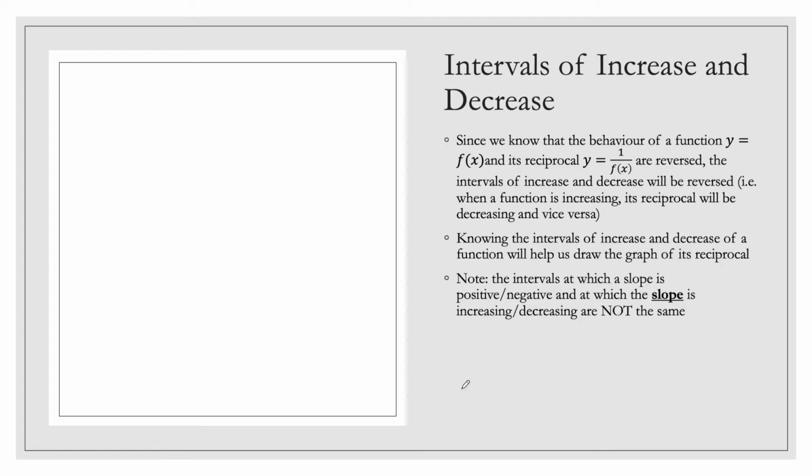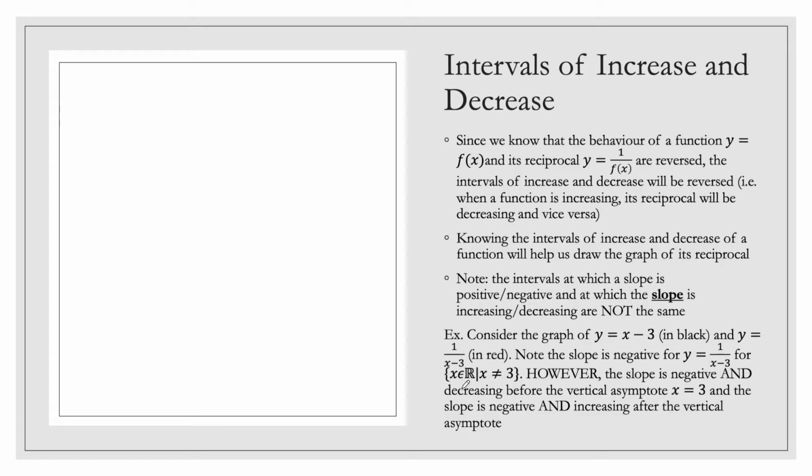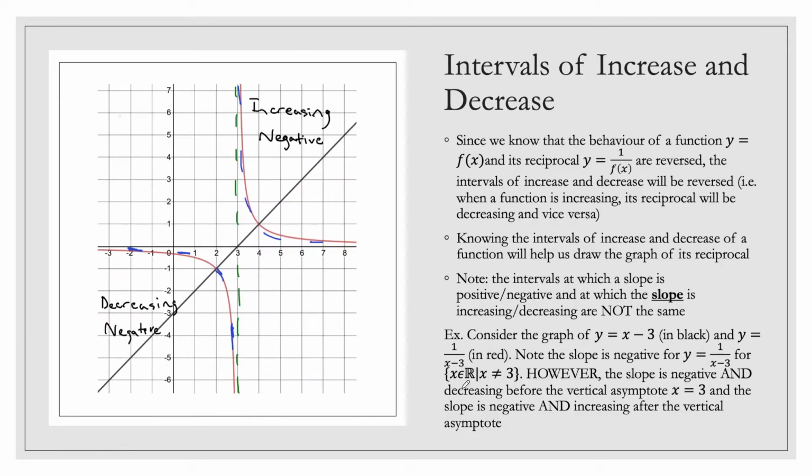So let's consider the graph of x - 3 that's drawn in black and the graph of 1/(x - 3) that is drawn in red. So first we note that the slope is negative for all values of x on the rational function except for x = 3 because this is the vertical asymptote. And we can verify that the slope is negative simply by drawing out the tangent lines, and we can see here that the tangent lines are all going down to the right, which means that the instantaneous rate of change or the slope is negative.